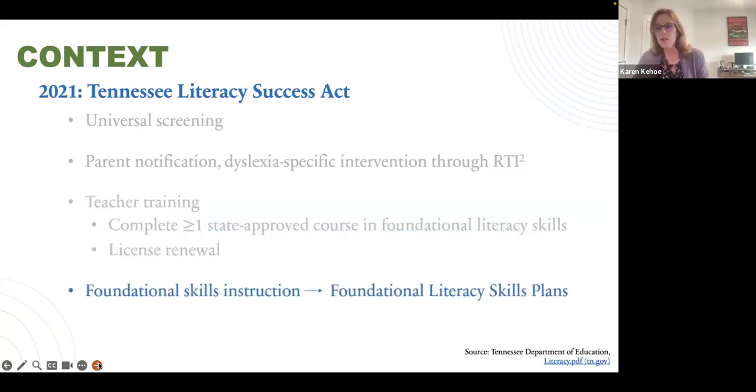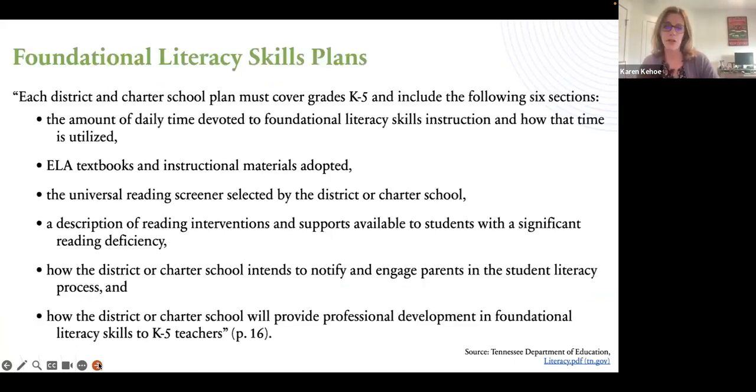And then along with that teacher training, at the school level, schools were required as of 2021 to submit foundational literacy skills plans, which outlined the 6 steps I'm going to take you through. It basically said, we had this law in 2016 and it wasn't fully fleshed out. Now we've got this Literacy Success Act, which is going to tell you all the components we expect to see in your school for implementing this dyslexia screening and intervention. And I copied this straight from the source, so you can see the quotation marks. It's page 16 of the source down here. There's a link if you are interested in seeing it.